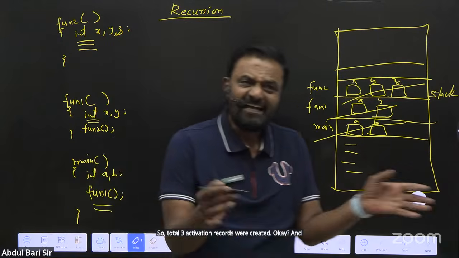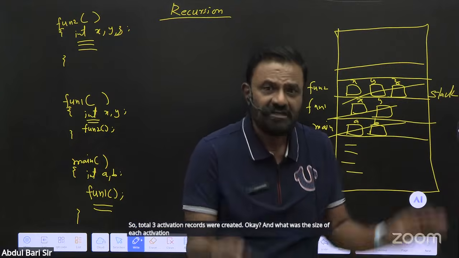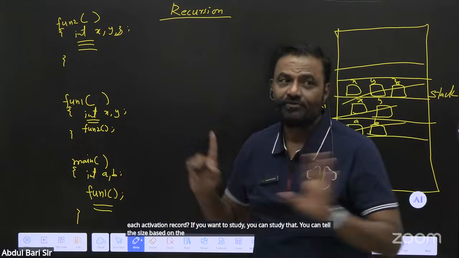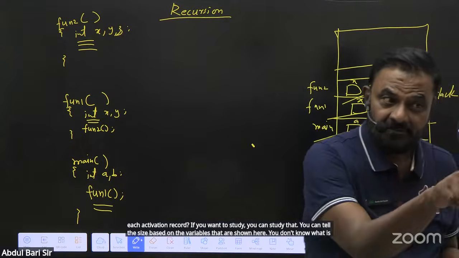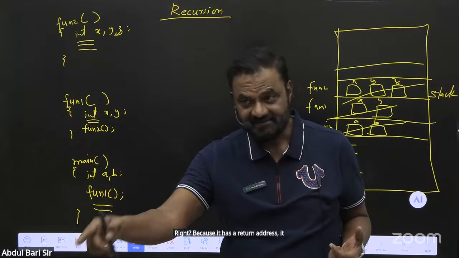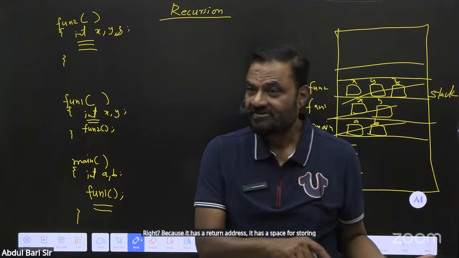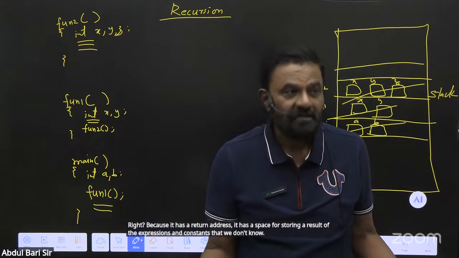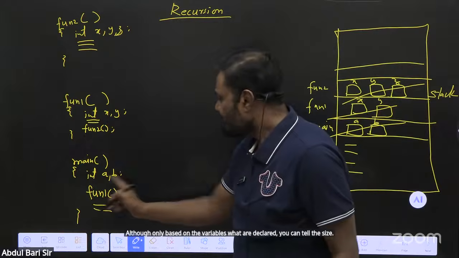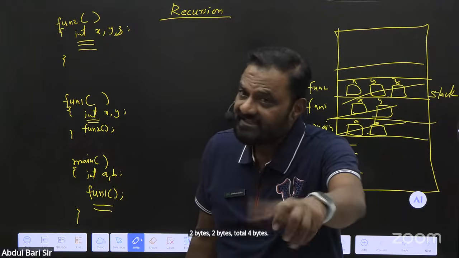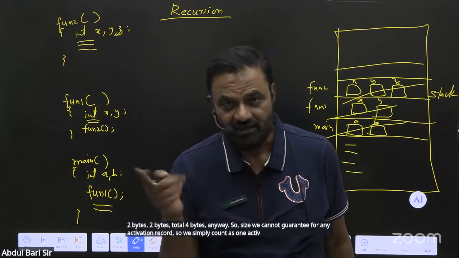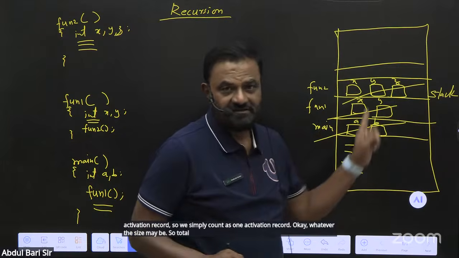And what was the size of each activation record? You can tell the size based on the variables shown here. But you don't know what extra memory it may be taking, because it has a return address and space for storing the results of expressions and constants that we don't know. Only based on the declared variables can you tell the size: 2 bytes, 2 bytes, total 4 bytes. Anyway, we cannot guarantee the size of any activation record, so we simply count each as one activation record. So in total 3 activation records are created.